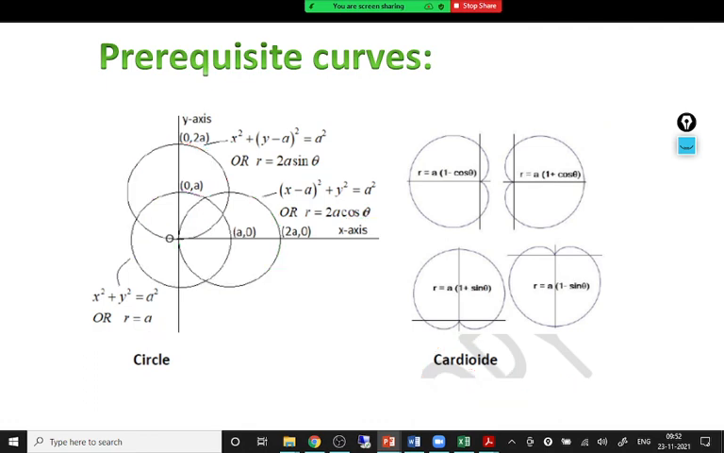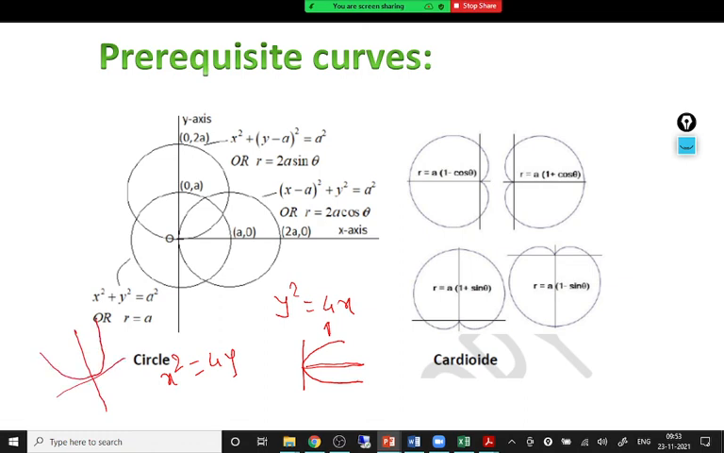In these cardioid graphs, you can compare with parabolas also. We have four types of parabolas. When we say y square equal to 4x, we draw a right-hand parabola. Similarly, when we get x square equal to 4y, we get an upper parabola.